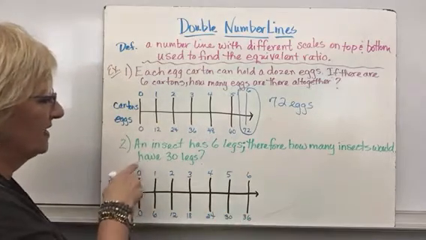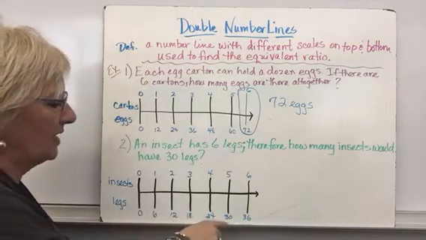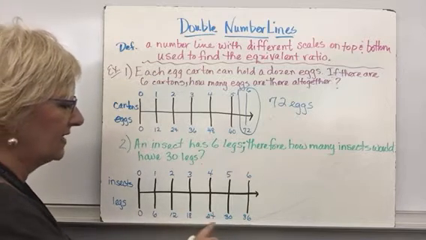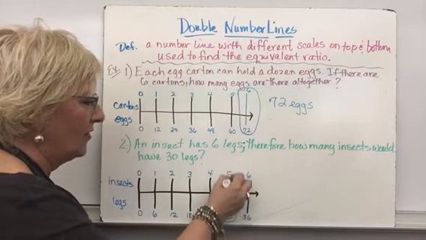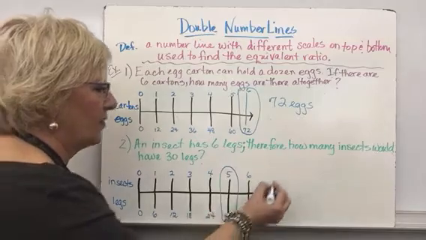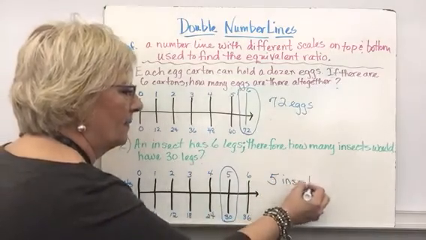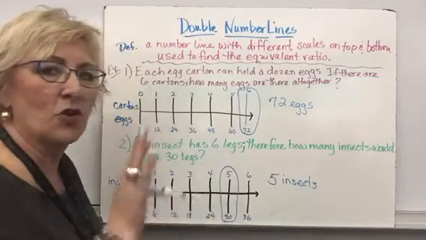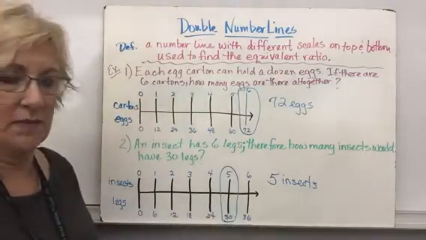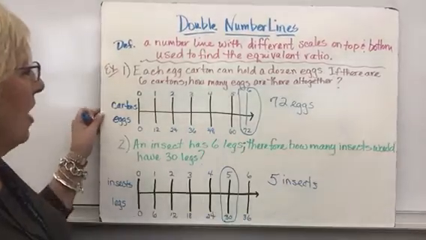Okay, so if it says how many insects would equal 30 legs, I'm going to look at the legs down here at the bottom, and I know that 5 insects will have 30 legs. So your answer would be 5 insects. Just another way to graphically show what each one means. Let's do problem number 3.